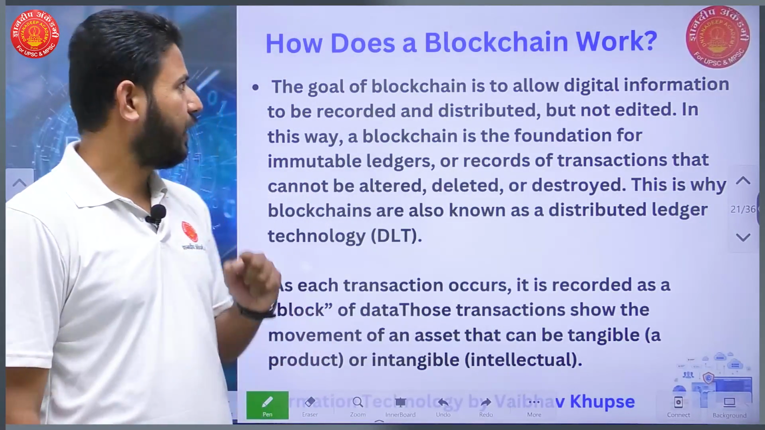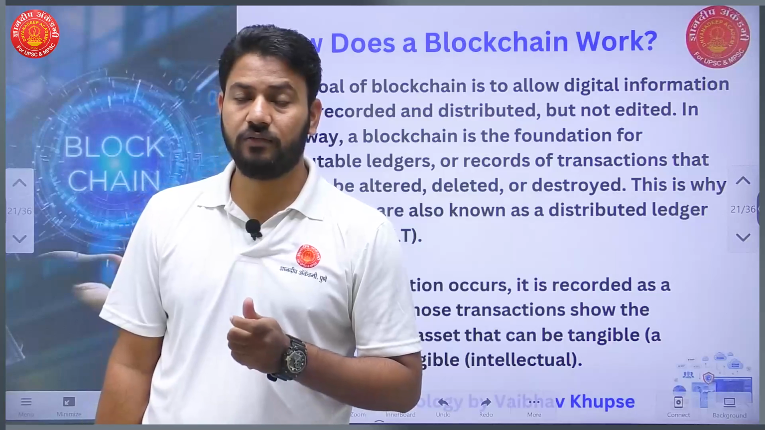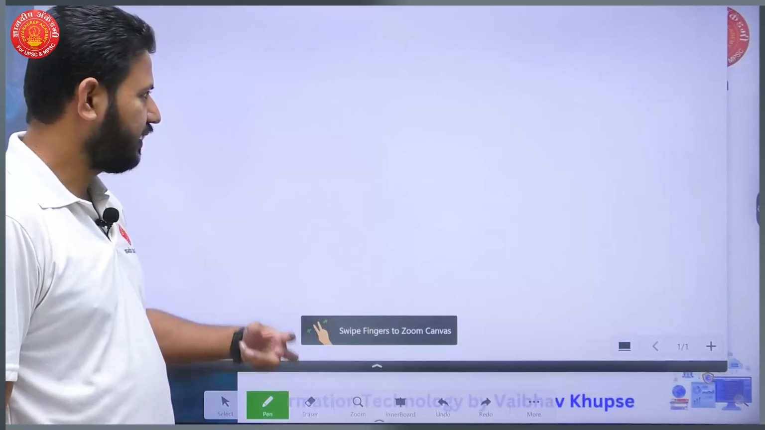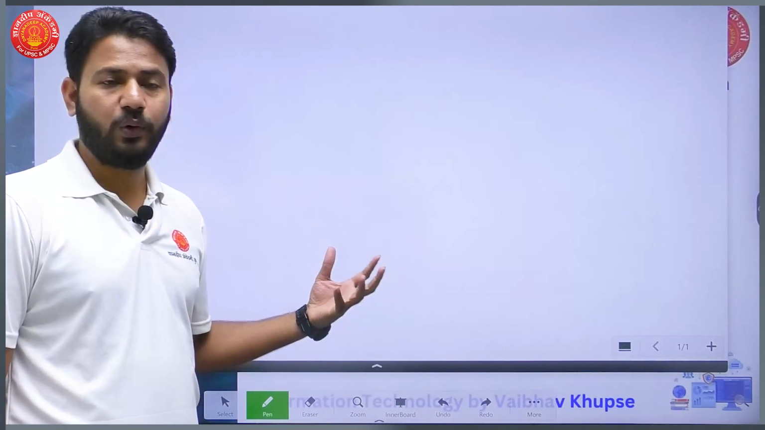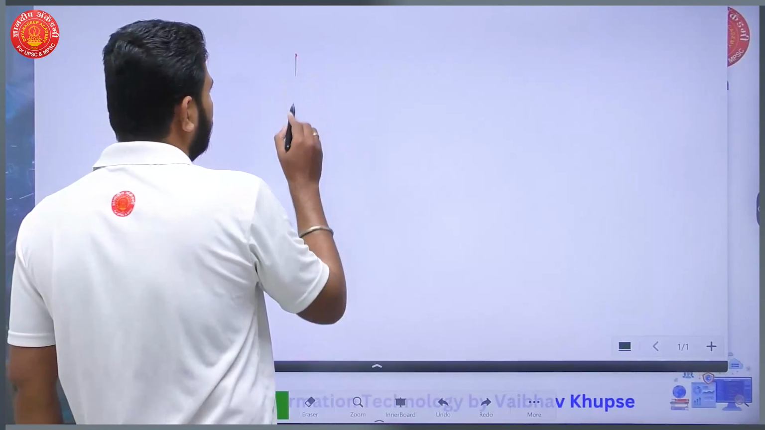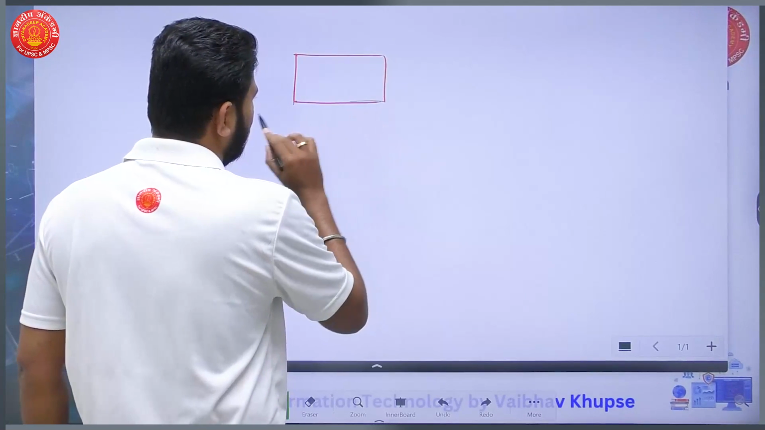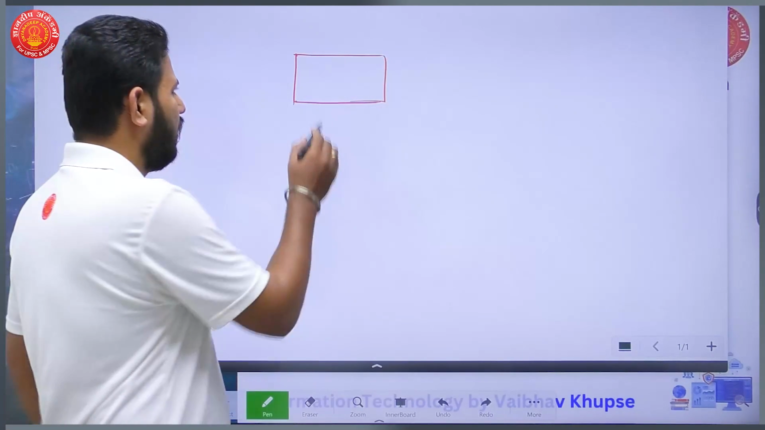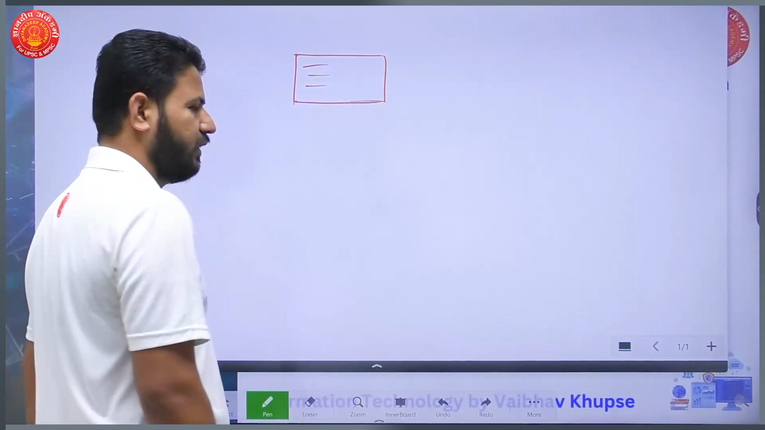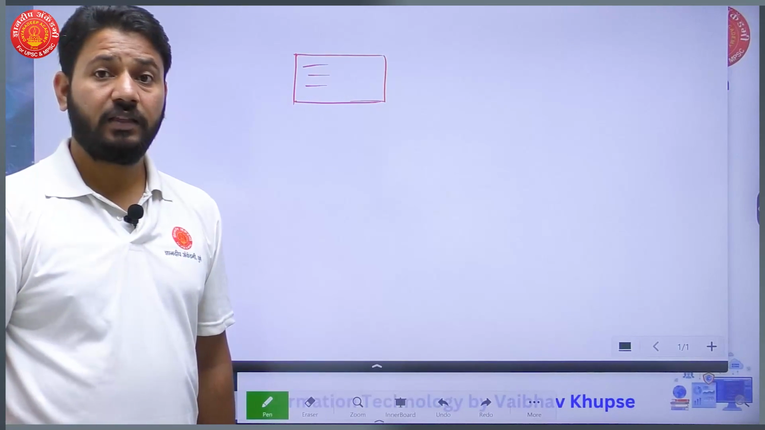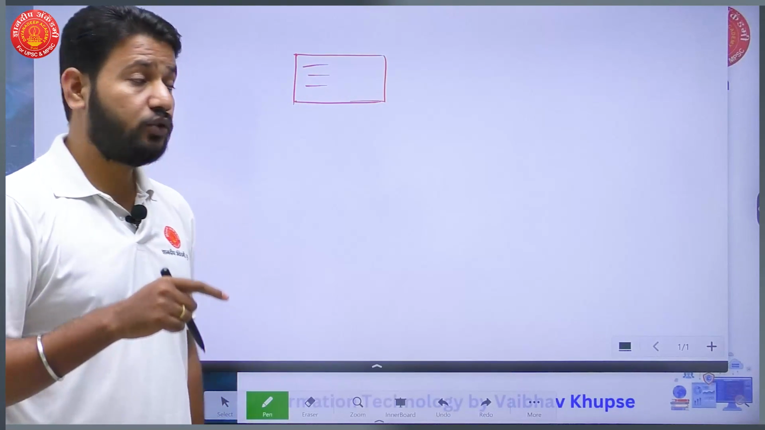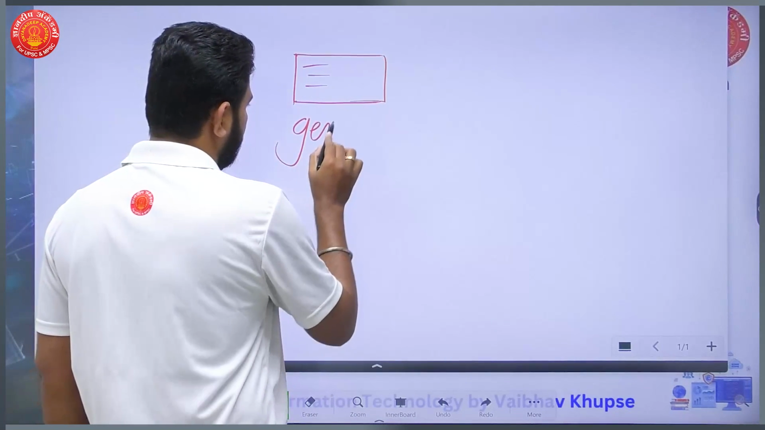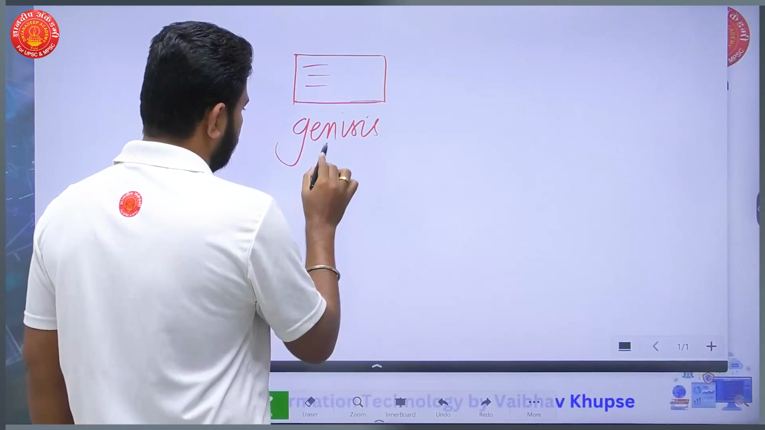Okay. Now, how does a blockchain work? Very important. Okay, before I go to the slide, let's try to understand this on the board. Okay, like I said, every block we record the information in a block. Now every block has a capacity of how much information it can store. The first block in a blockchain is known as a Genesis block.